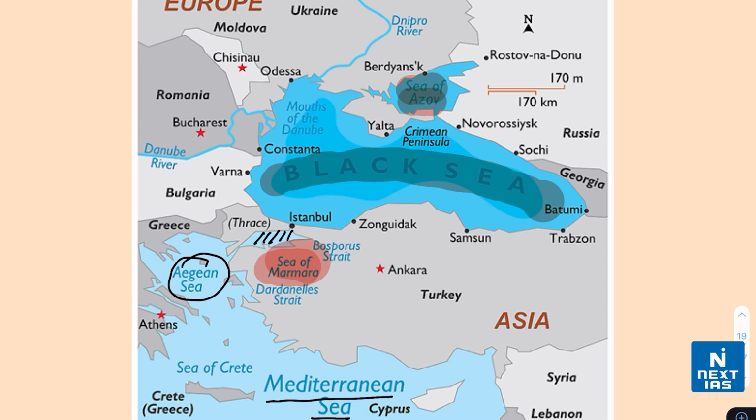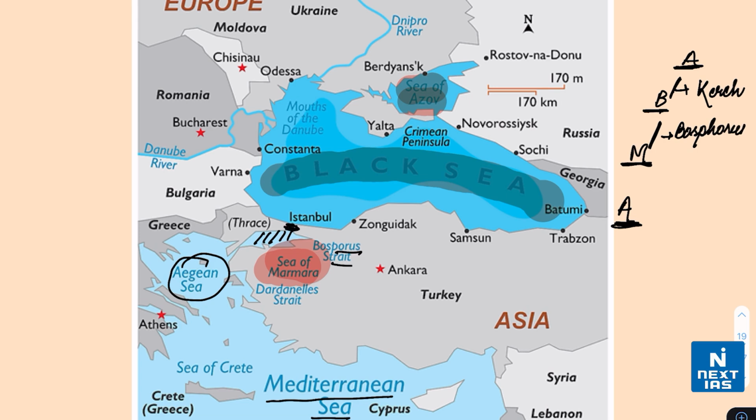If we talk about the straits that connect these, to understand this, let's take this to be the Sea of Azov, and this is our Black Sea. Here we have the Marmara Sea, or the Sea of Marmara, and here we have the Aegean Sea. The strait connecting the Sea of Azov and the Black Sea is known as the Kerch Strait, or the Strait of Kerch. And the strait connecting the Black Sea and the Sea of Marmara is known as the Bosphorus Strait, which is situated over here.